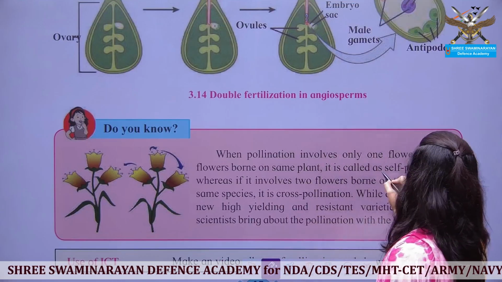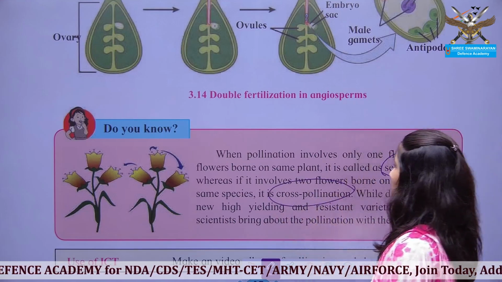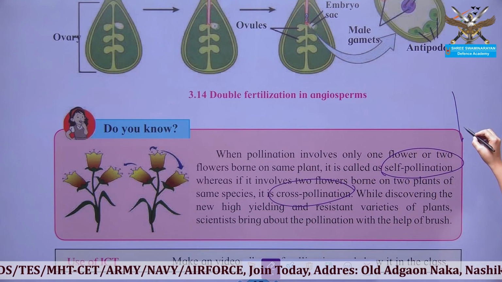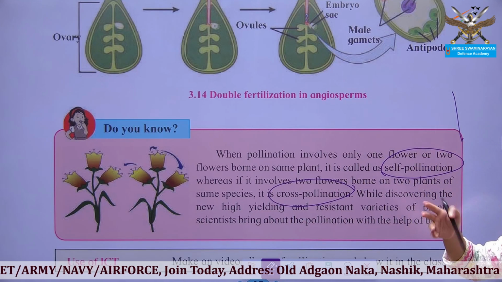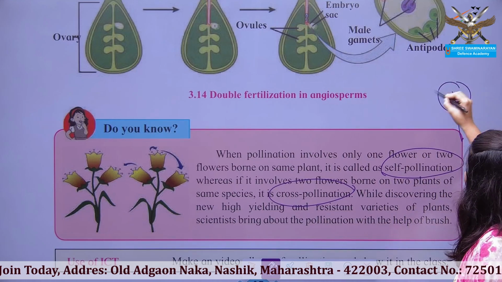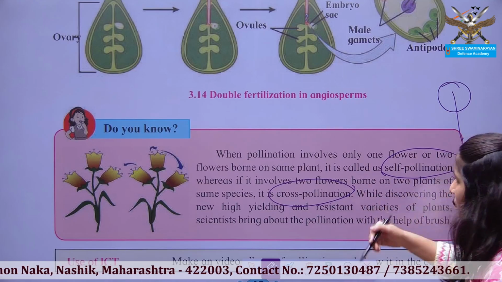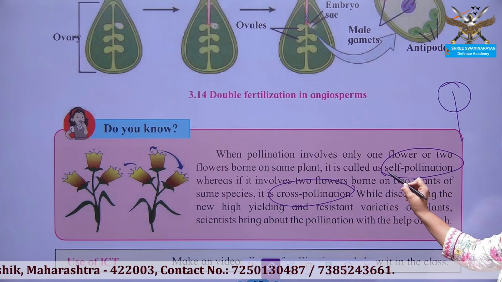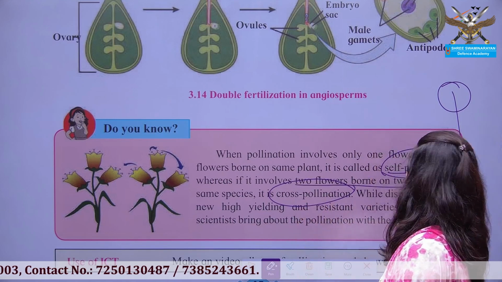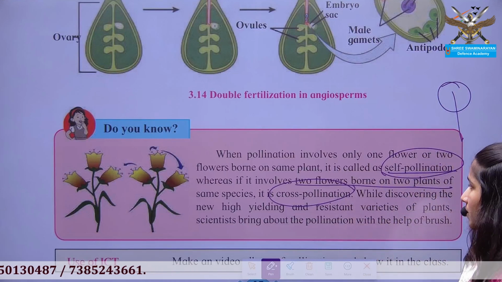Pollination is also seen in two different types, that is self-pollination and cross-pollination. Self-pollination is when a single plant, the flowers present on the single plant, maybe it is single or double, whatever the number of flowers may be, if the single plant itself is involved in the process of fertilization or exchange of the pollen grains, then it is known as self-pollination. But where there is involvement of two flowers borne on two different plants, then it is known as cross-pollination.